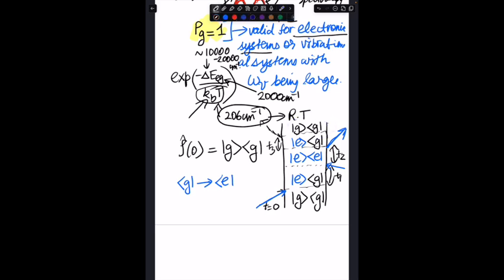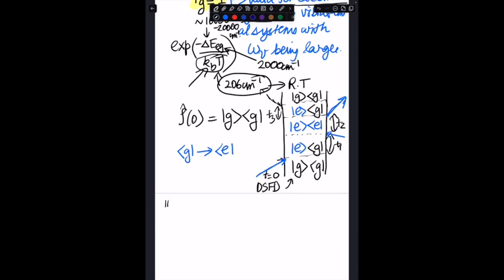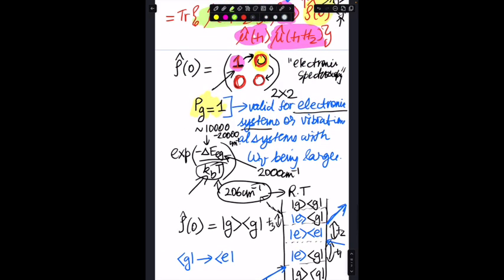So these diagrams are known as double-sided Feynman diagrams, or in short, DSFDs. This is a double-sided Feynman diagram. They're alternatively also called coherence transfer pathways, and the name is quite easy to understand and infer from the diagram that there is a transfer of coherence. So it is known as a coherence transfer pathway, like how I described to you previously.